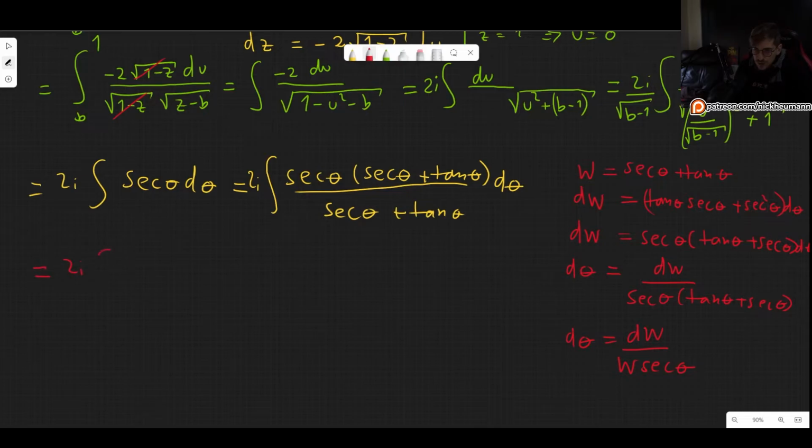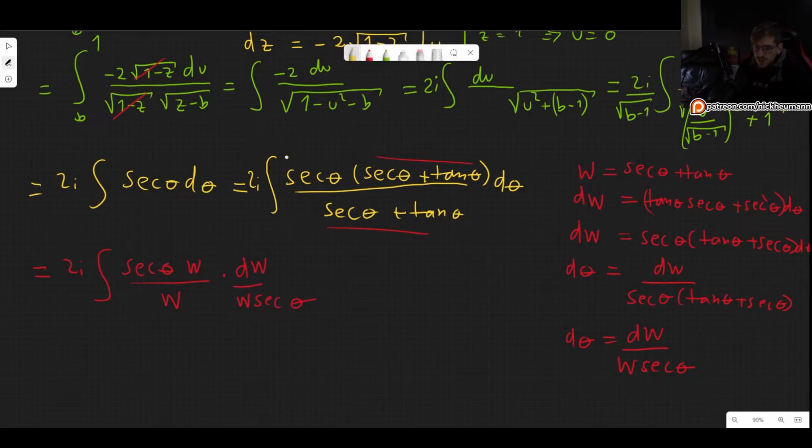So we get 2i integral of, and what do we have here? Well, we have secant theta still, and then we have w divided by w, right? This and this, they are both w, and then we have d theta, which is simply dw divided by w secant theta.